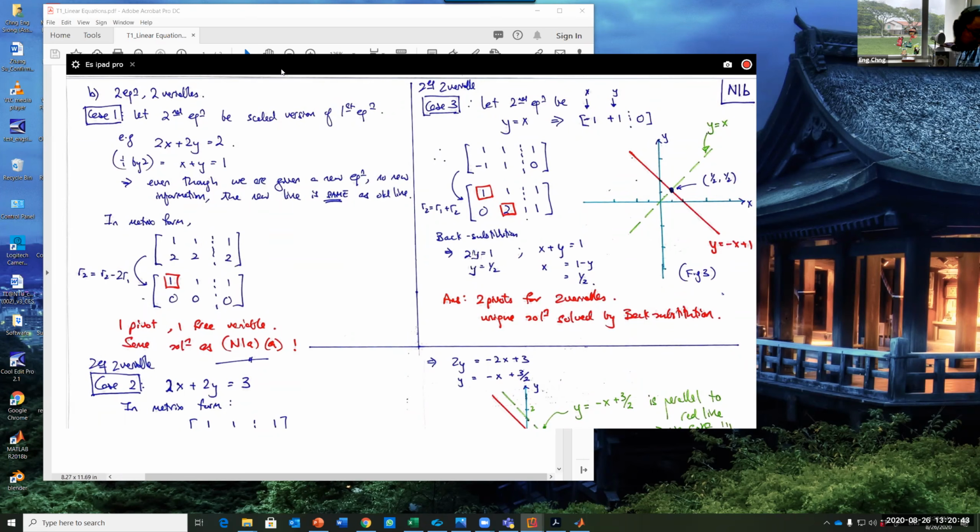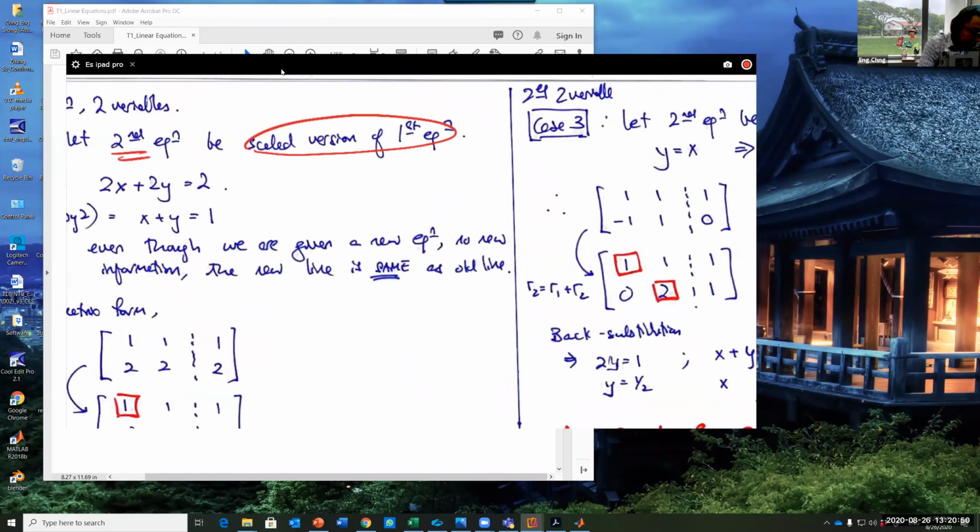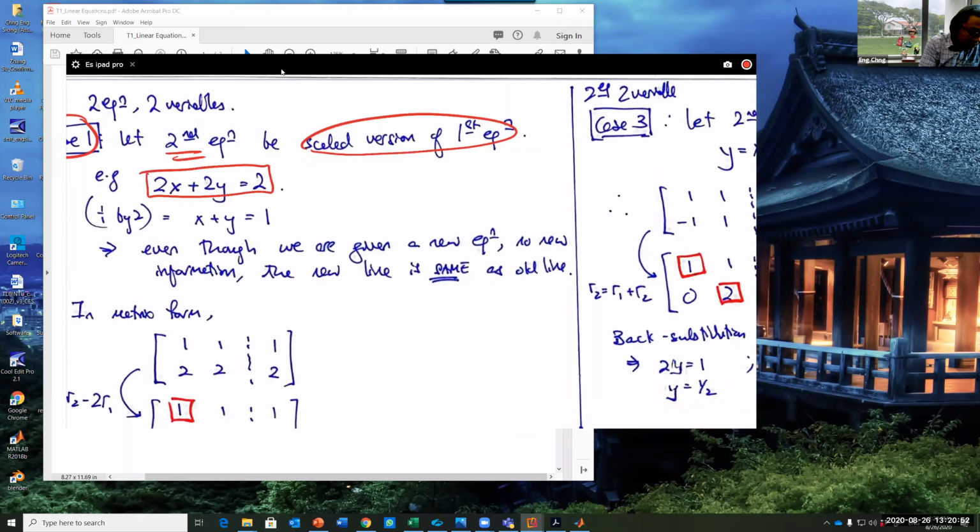The first case is I give you the second equation, but I give you a scaled version of the first equation. Just now was x plus y equals to 1. Now if I multiply everyone by 2, it is 2x plus 2y equals to 2. So I've given you no new information whatsoever. I've given you a multiple of the first equation.